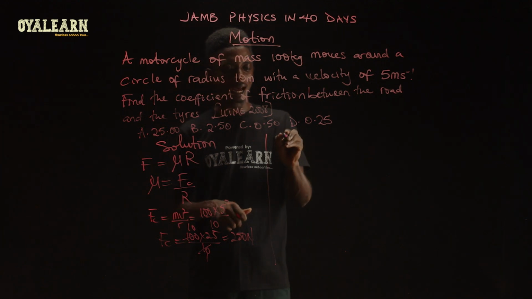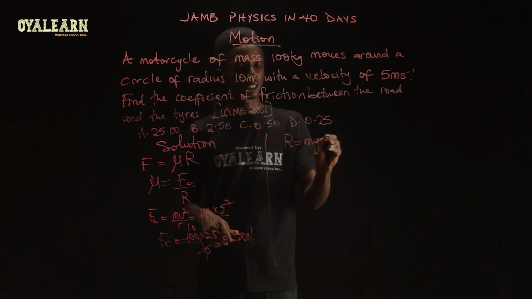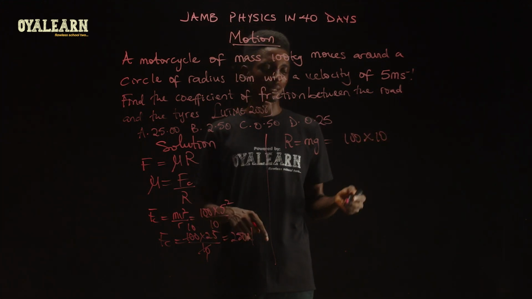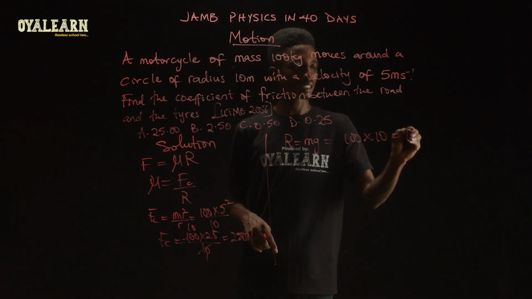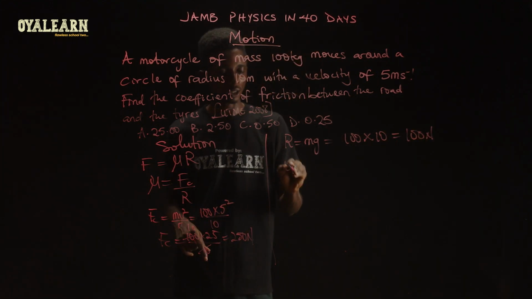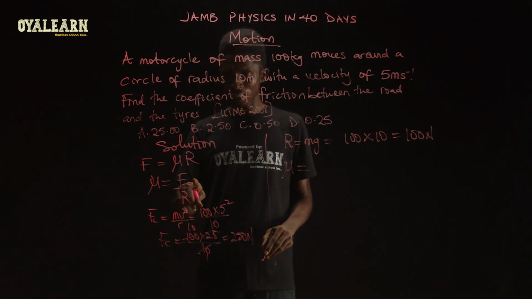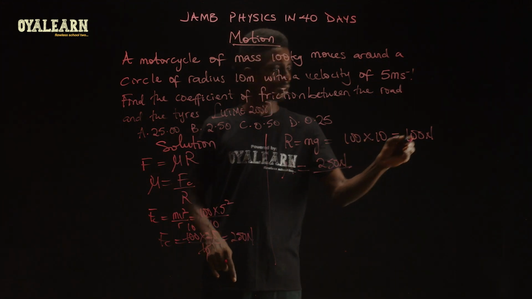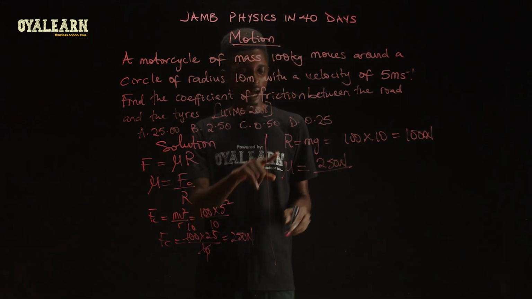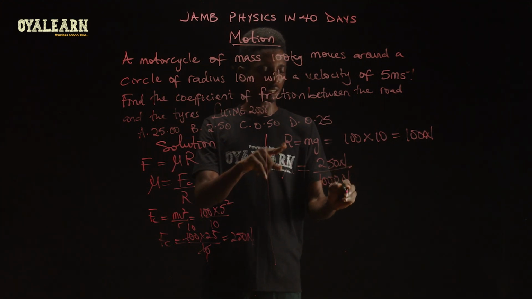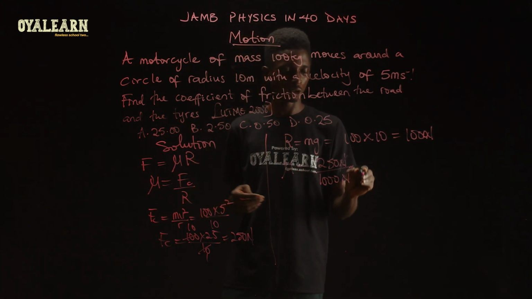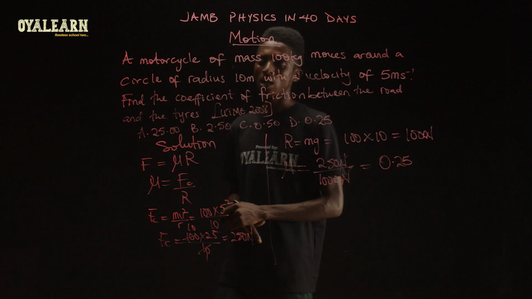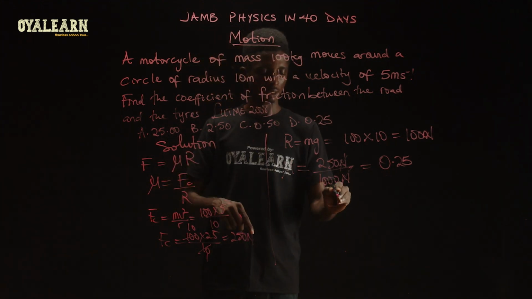Now normal reaction R equals mg. So that will be 100 times g, which is often taken as 10 meters per second squared. And what we have here is 1000 newtons. Therefore, the coefficient of friction would then be centripetal force, which is 250 newtons, divided by R, which is 1000 newtons. So newton cancels newton. It does not have a unit. So what we have is 1 over 4, which is 0.25. No units. So the correct option is option D.